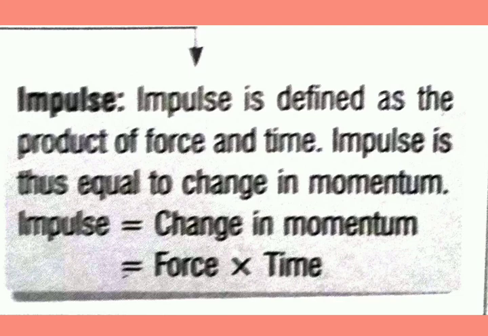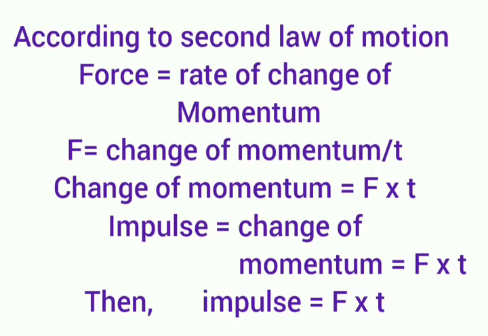Next one, impulse. Impulse is defined as the product of force and time. Impulse is thus equal to change in momentum, that is force into time. According to the second law of motion, force equals the rate of change of momentum, that is F equal to change of momentum by t. Therefore, change of momentum equals F into t. Then impulse equals change of momentum equals F into t.